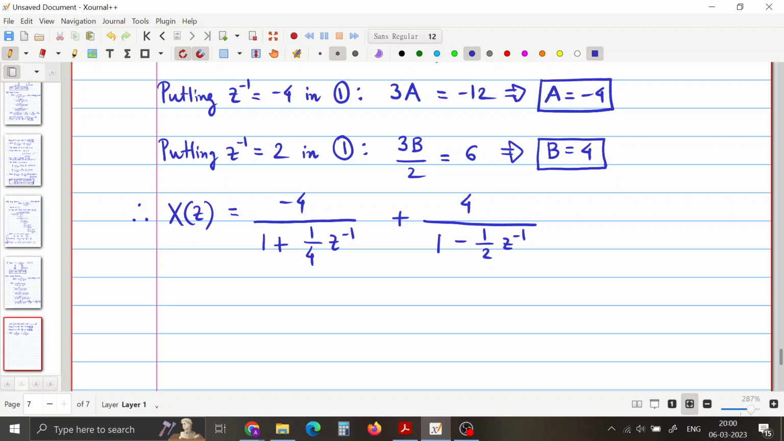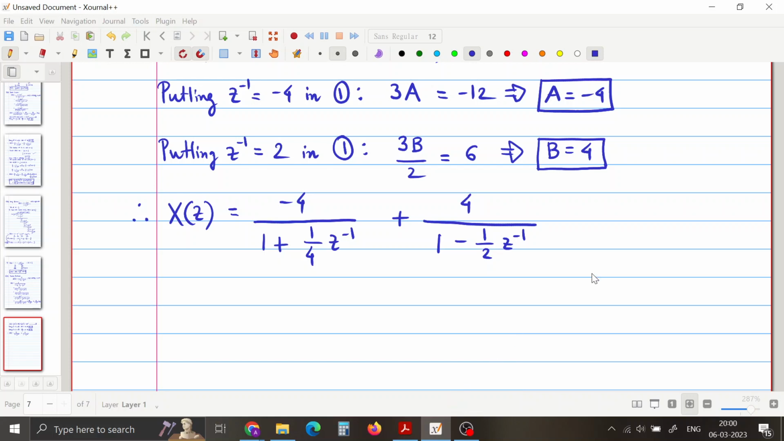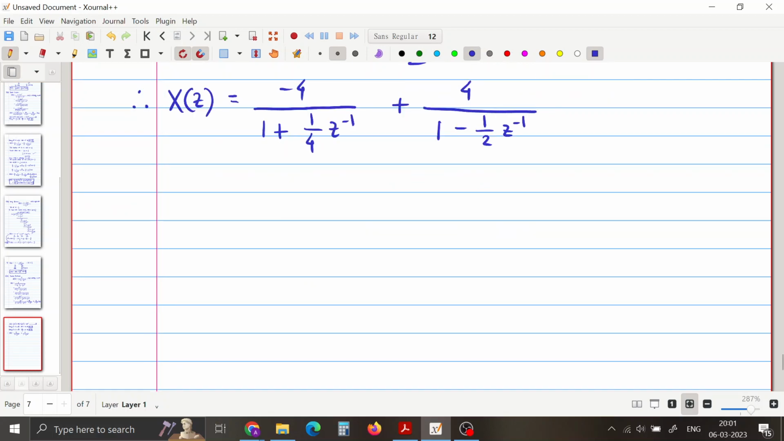Okay, and out of these 3 possible ROCs, which one should we pick? Again, since in our question it is mentioned that in 4C x of n is absolutely summable, we again use the fact that absolute summability of x of n implies that the ROC of X of z must include the unit circle mod z equals to 1, and therefore we should pick the ROC that includes the unit circle, and in our case it turns out to be mod z greater than half, that one. So we'll pick that ROC and then we will take the inverse transform and find x of n. So it's the same thing that we did for part A of the fourth question. So again, let us write everything clearly.